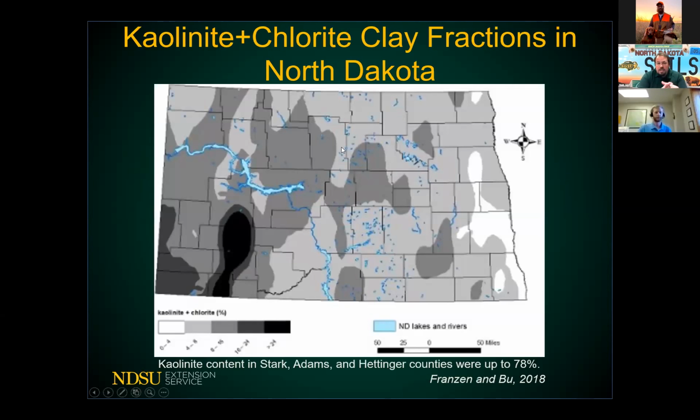And one of the big reasons why we're seeing the soil acidity issue in Southwest North Dakota is because of our clay types. So this was a map developed by Franzen in 2018, and the dark grays and the blacks are areas that have a lot of kaolinite clay. And so those areas have one-to-one clays that don't buffer as well as smectites that you would see east of the Missouri River. Those are 2-to-1 clays. And so the buffering ability isn't as great in our region, so we don't have as much resistance to a change in pH.